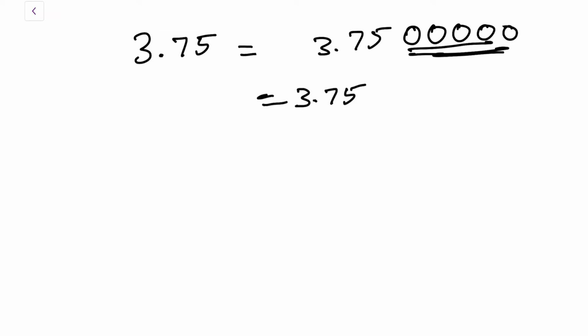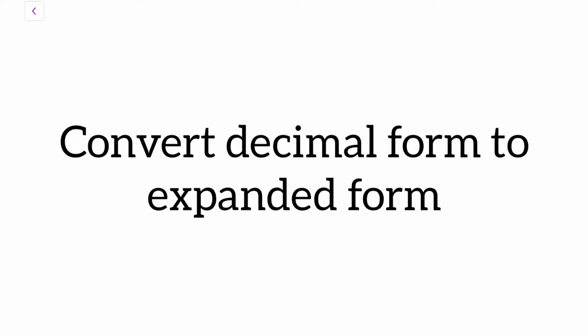In whole numbers, putting any number of zeros before the highest place doesn't make a difference. In decimals, putting any number of zeros to the extreme right of the decimal part doesn't make a difference. Remember that. Alright.